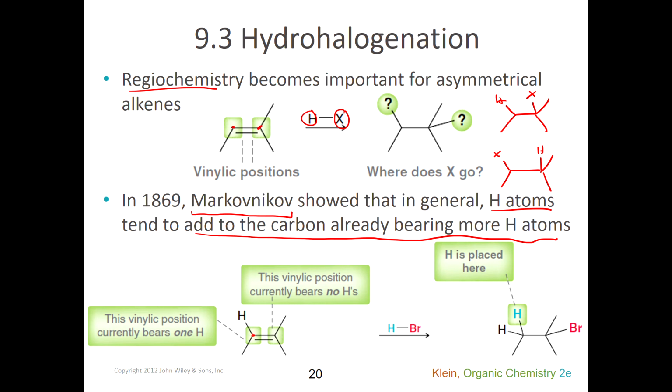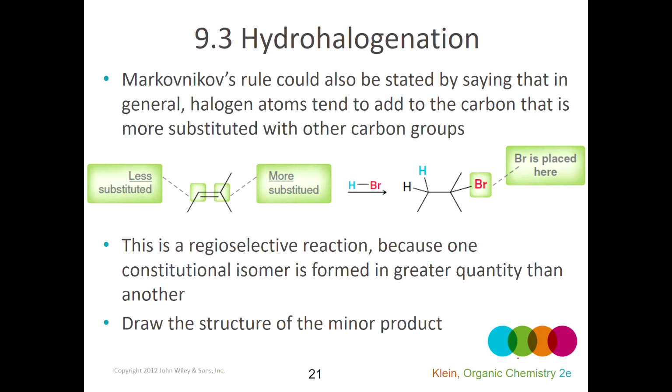And so that's what we see here. This carbon has a hydrogen and a carbon. This carbon has two carbons. So when the hydrogen comes in, it should add to the same carbon that already had more hydrogens, and the nucleophile will add to the other carbon. He didn't know why that would occur. The mechanism was not understood at all at that time. But that was the observation, and it held true for most molecules. But we want to be able to explain why.